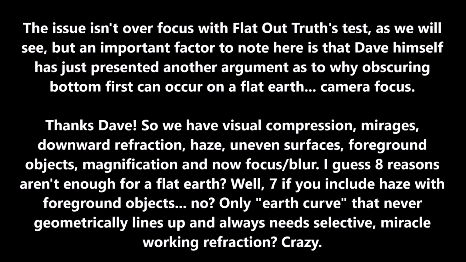So we have visual compression, mirages, downward refraction, haze, uneven surfaces, foreground objects, magnification, and now focus blur. I guess 8 reasons aren't enough for a flat Earth? Well, 7 if you include haze with foreground objects. No, only Earth curve that never geometrically lines up and always needs selective miracle-working refraction? Crazy.